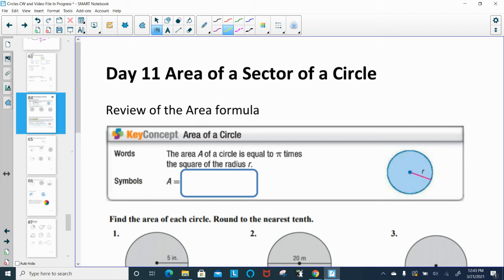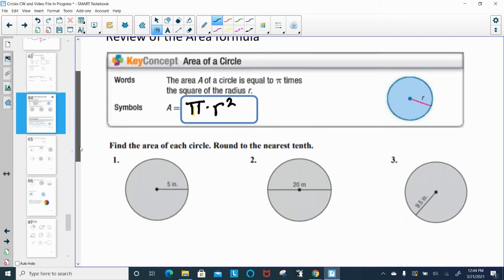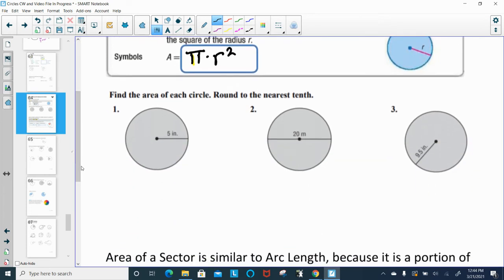So when we talk about area, the area A of a circle is equal to pi times the square, not square root, but the square of the radius r. So pi times r squared, or r times r. If you look at these first couple of examples, these are just finding the area of the whole circle. Notice I don't have two formulas for this. I only have a formula with radius. So I need to make sure that I have the radius.